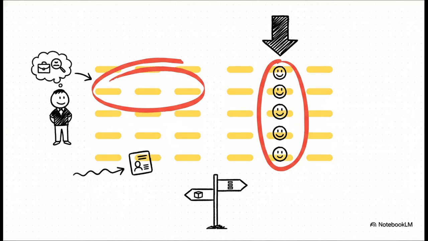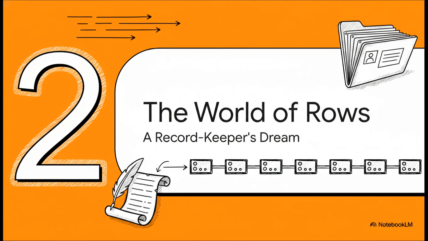This right here is the fork in the road. Do you take all the information about one single employee and bundle it all up together? That's a row. Or do you take the same type of information, like every single first name from all the employees, and group that together? That's a column.